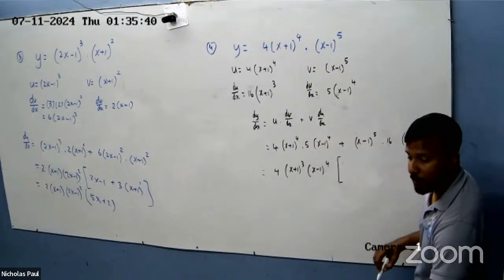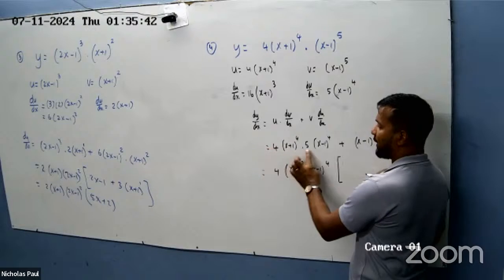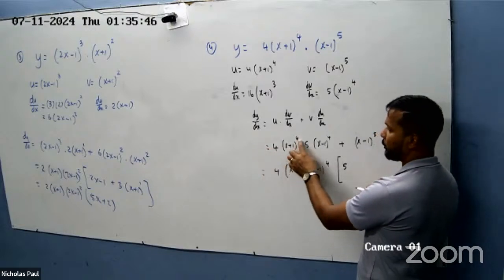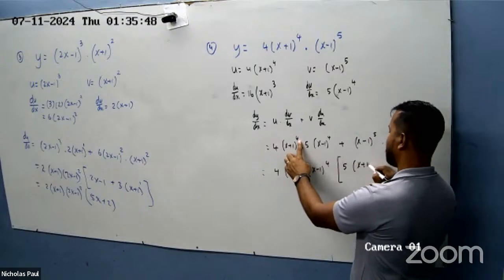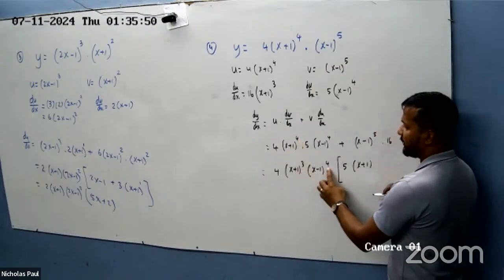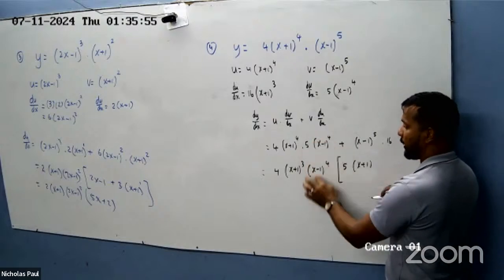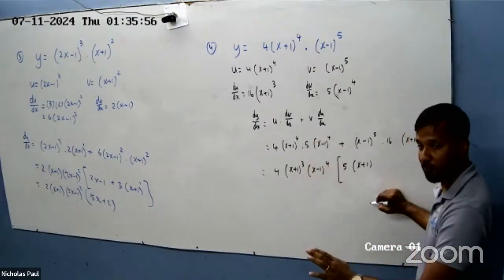Now, what are we left with? 4 and 4 will cancel. You'll be left with 5. X plus 1 cubed into x plus 1 to the 4 is x plus 1. X minus 1 to the 4 into x minus 1, that'll be 0. I mean, that'll be 1. So that'll cancel. So you're done.